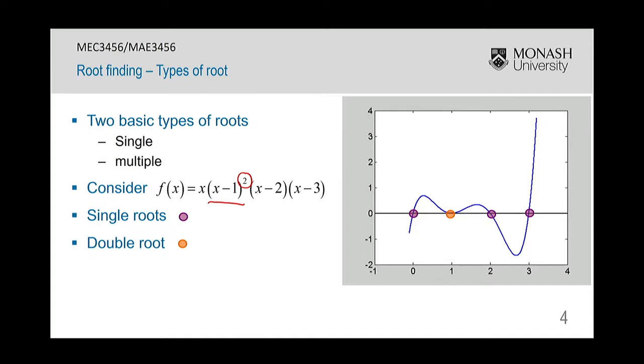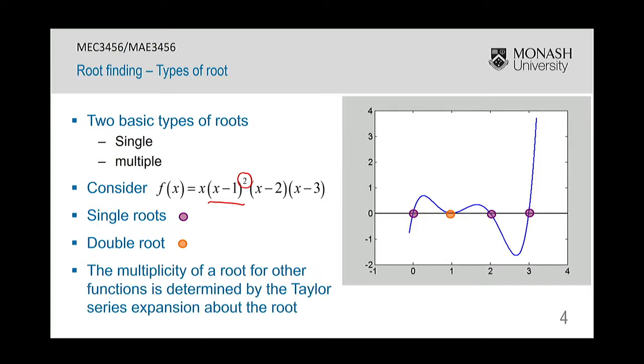You can actually have higher order roots. The multiplicity of a root, third order, fourth order, etc., is determined by the Taylor series expansion about that particular root. Now, I'm not going to get you to do anything with this, but you need to be aware there are single roots and higher order roots, not just double, they can be triple, quadruple, etc.